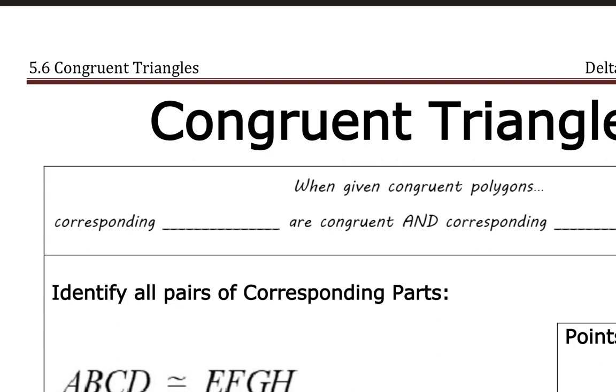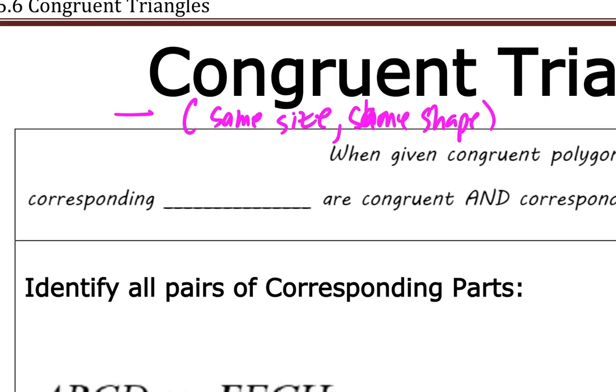Congruent, we know that congruent means same size and same shape. Okay, so that's what congruent means. So now that we recognize and remember that congruent means same size, same shape, let's go ahead and see how we can apply that for these practices today.